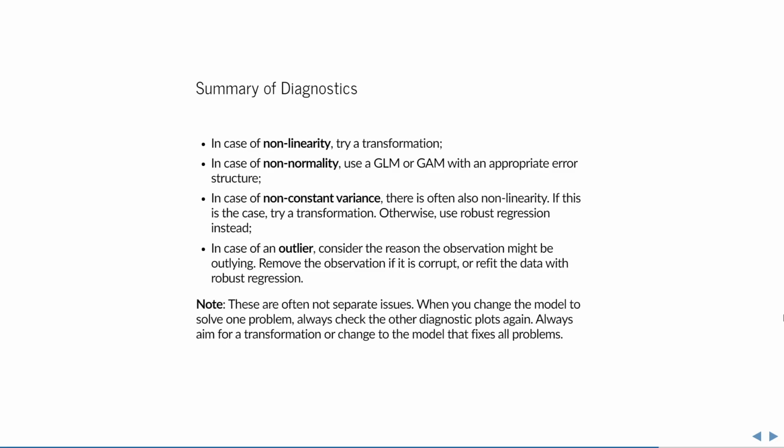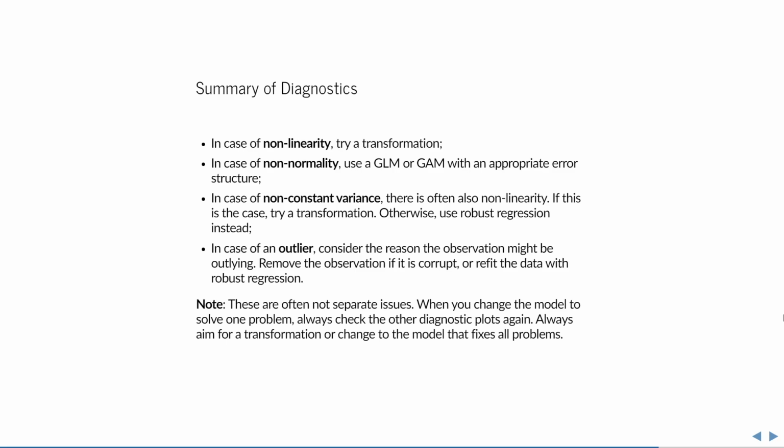So then what do you do when any of the diagnostic plots or any of the tests reveal a problem? In case of nonlinearity, the first thing to do would be to try a transformation. And in case of non-constant variance, what you would really want to do is use a generalized linear model or a generalized additive model with an appropriate error structure, but that's something I haven't discussed yet. And in case of non-constant variance, there's often also non-linearity. So if that's the case, you should try transformation, and otherwise you can use a form of robust linear regression.